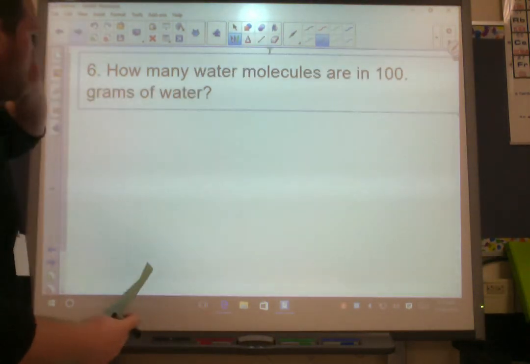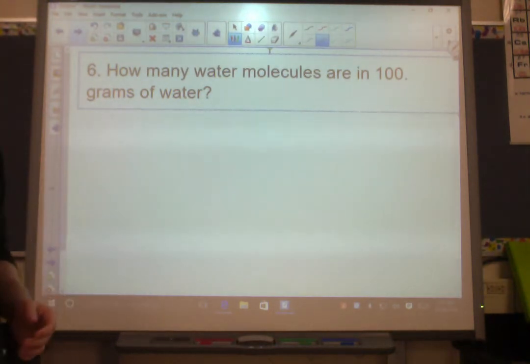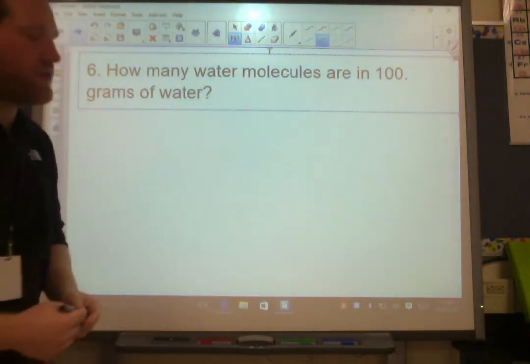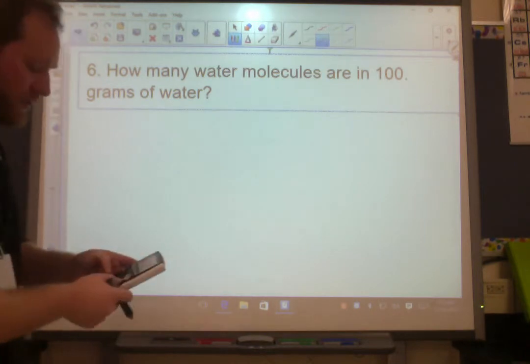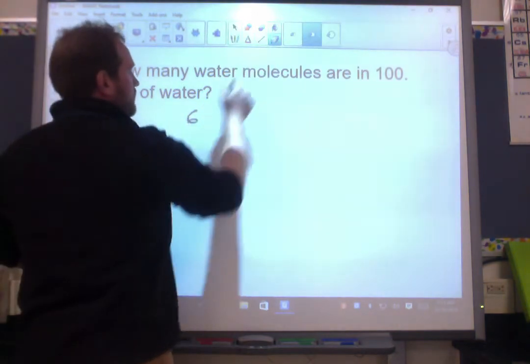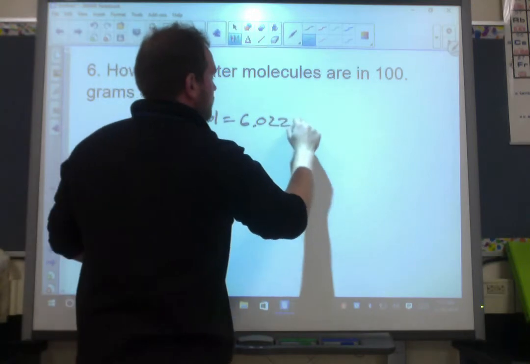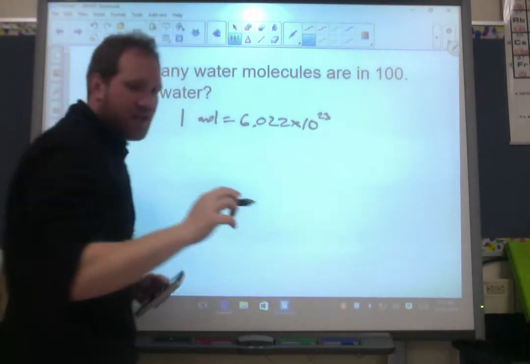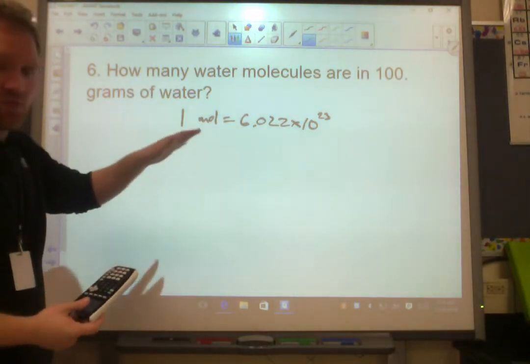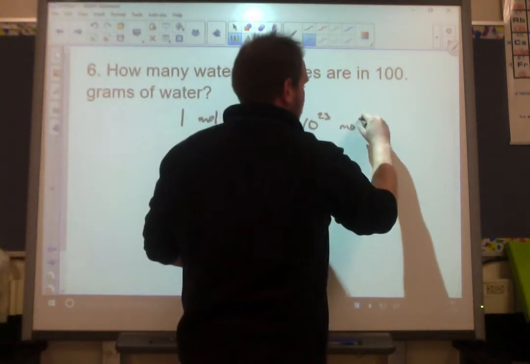Number 6. How many water molecules are in 100 grams of water? Notice I'm not saying water atoms, because water is not an element, so it's going to be water molecules. For this, we're going to need 2 things. First, let's say 1 mole equals 6.022 times 10 to the 23rd, and remember that's the number of particles. But in this case, we're not looking at atoms, we're looking at molecules. So it's going to be 1 mole equals 6.022 times 10 to the 23rd molecules.